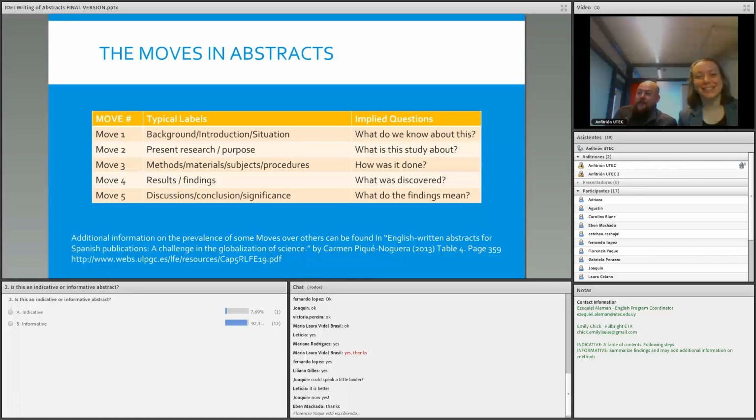So, as you can see, there are 5 different moves, but of course, whether you're going to use the 5 of them or not, it's something that the writer will decide. And it usually varies depending on the field you belong to, okay? So, let's move on to the next slide. Do you have any questions so far? You can type no, so we know you're there.